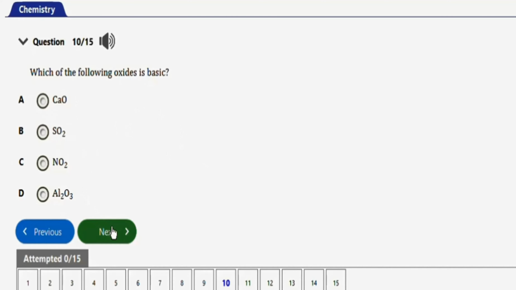Next question will be this one. It says which of the following gases is alkaline? So the right option will be option C. Ammonia is alkaline in nature, it is a weak base basically.